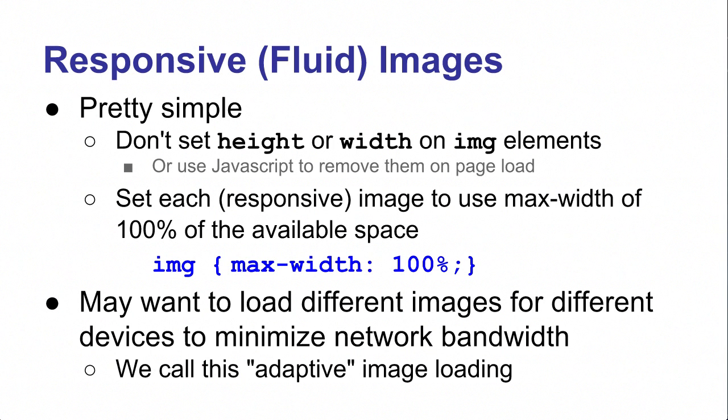The third requirement, fluid images, is almost as easy as setting the viewport. All one has to do is remove the height and width from an image in the HTML and then set the max width to 100% in the CSS. Note in passing that while this may cause images to stretch to fill the space, it does not prevent large images from being downloaded over cell networks. To do that, you need an adaptive solution, something that we're working on right now for inclusion in CSS 3.